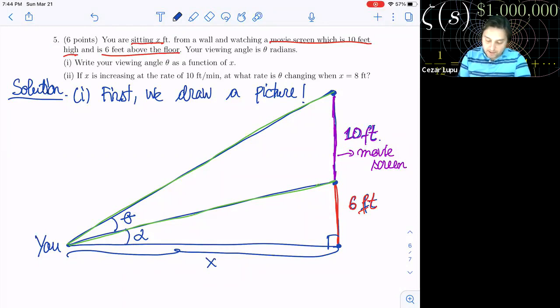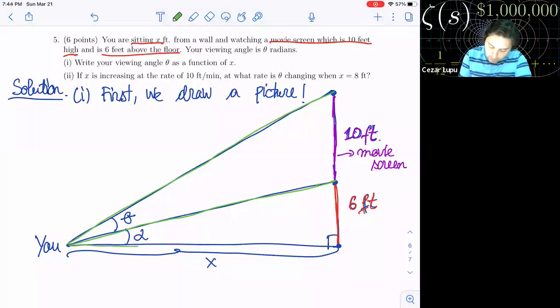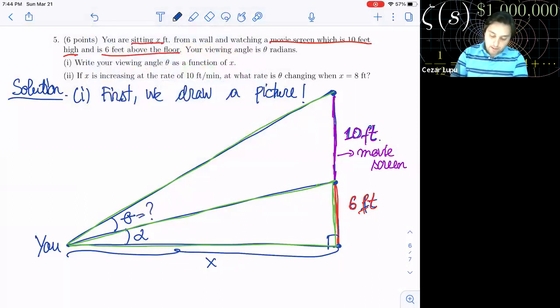Also let me look at this triangle here, right? We have two triangles. Also this one here, right? Look at it, this one here. So the question is that I want to write this guy, theta, in terms of x.